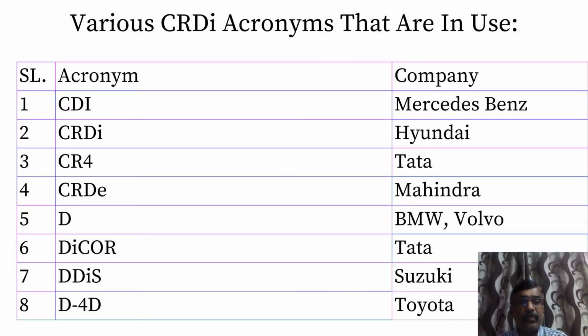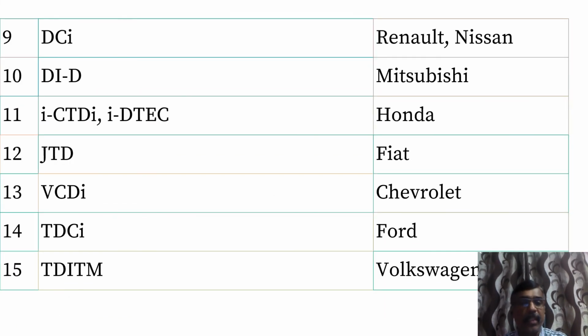Now there are various four-wheeler manufacturers. They name these CRDI engines in different forms, which you might have seen on the backside of vehicles. For example, Mercedes mentions it as CDI with a capital S, Honda has CRDI, CR4 CRD. Likewise, there are Volkswagen, Ford, Chevrolet, Fiat, Honda. All of them use it.